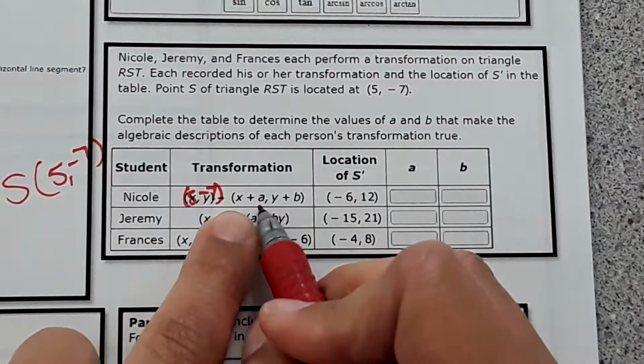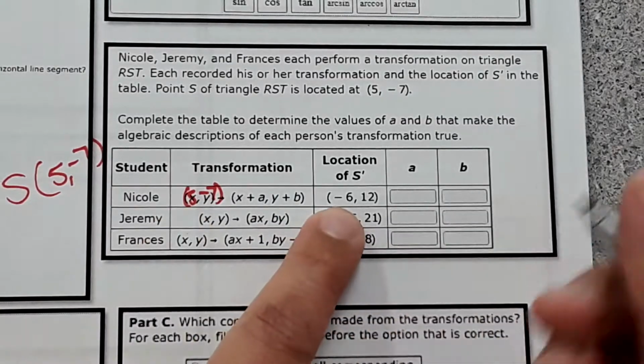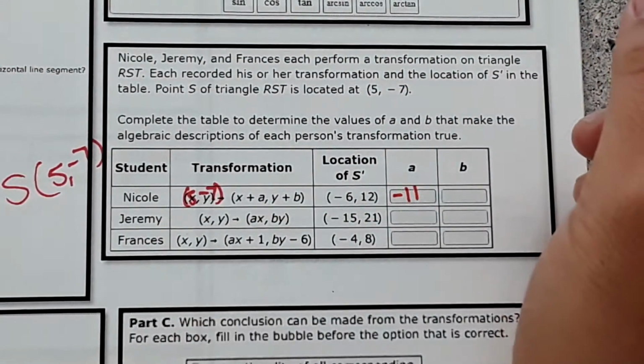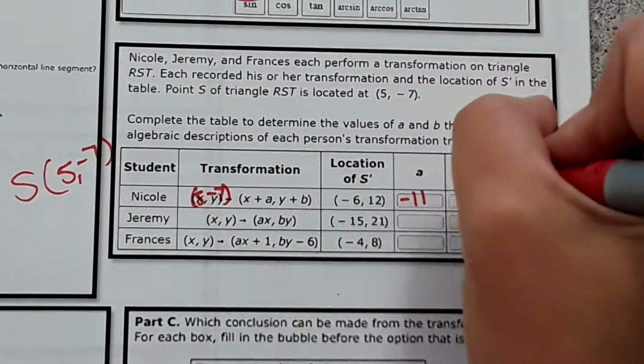And we have to figure out what they're adding to get to S prime. So 5 plus what equals -6? Well, plus -11. That would be your A. And then -7 plus what equals 12? It is 19.